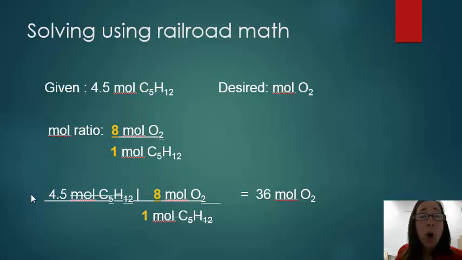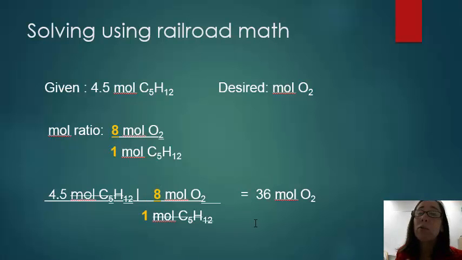With our railroad math, we always begin with our given chemical. So 4.5 moles of C5H12, and I've already set up my mole ratio the correct way for the given chemical to cancel out, with moles of C5H12 in my denominator. So moles of C5H12 divided by moles of C5H12 cancel out, and the units I end up with are moles of O2. Looking at the numerical value, 4.5 multiplied by 8 divided by 1 is 36.